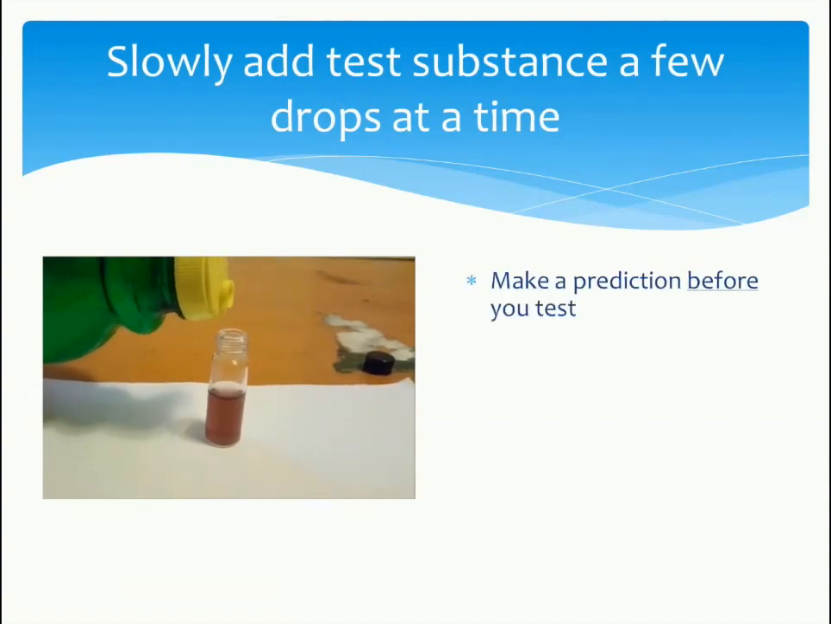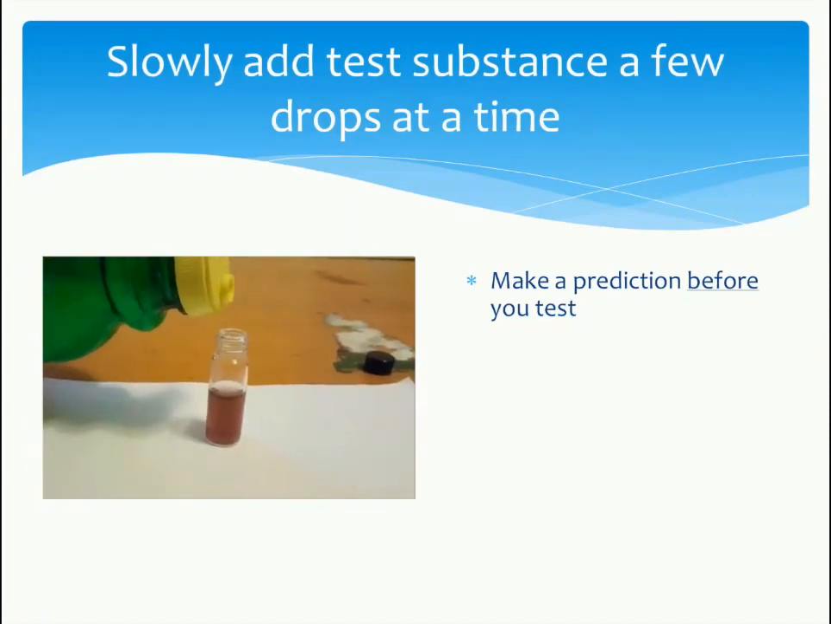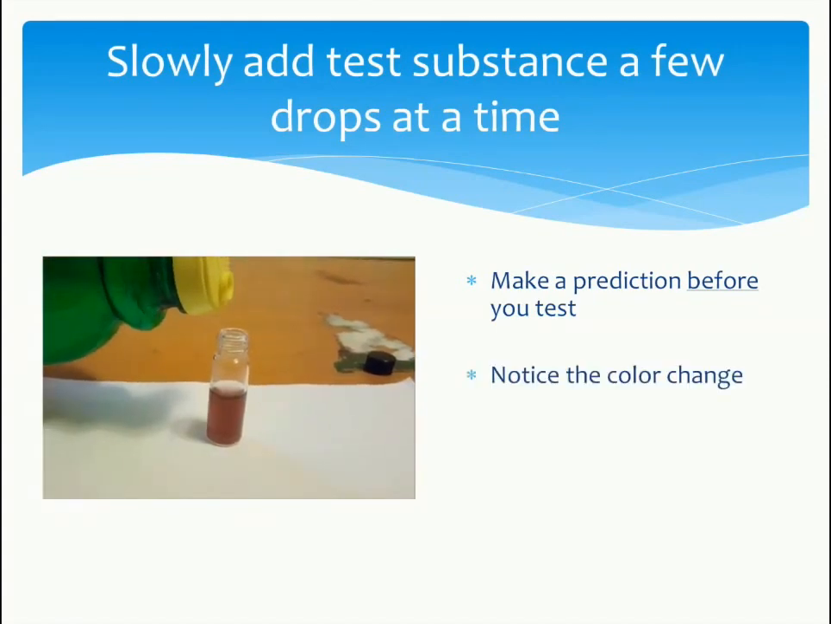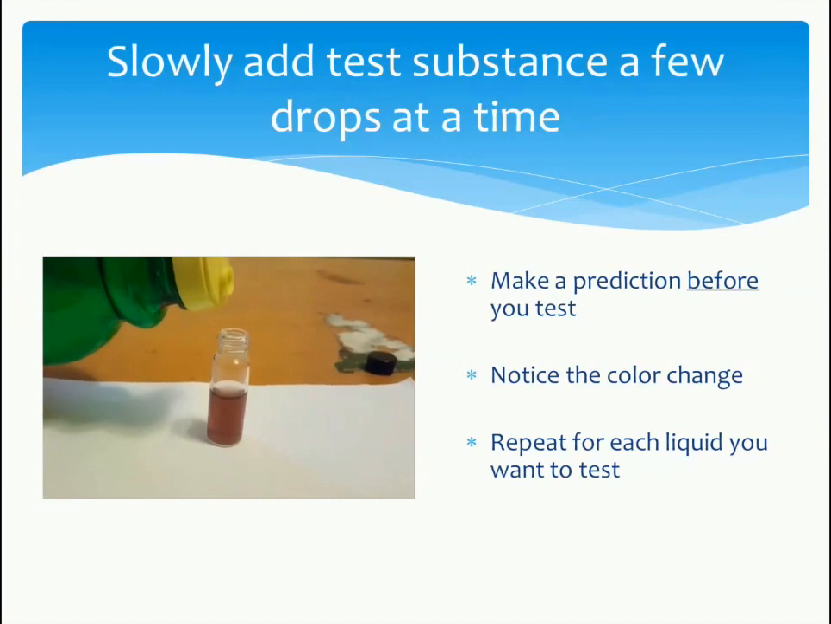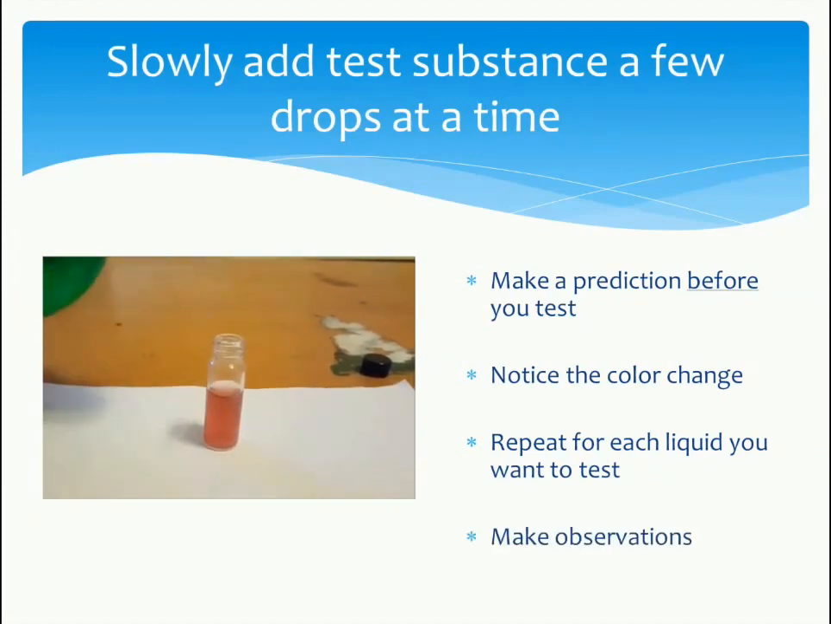Make a prediction about what's going to happen before you add each liquid. Then, slowly add the test substance a few drops at a time. Notice the color change and record. Repeat this for each liquid you want to test. Make observations after each test.